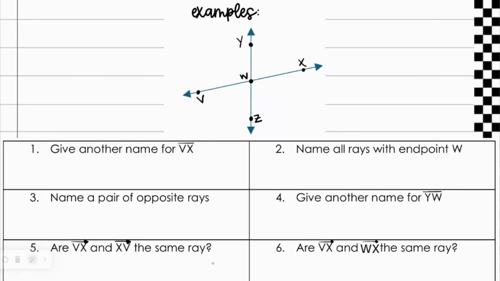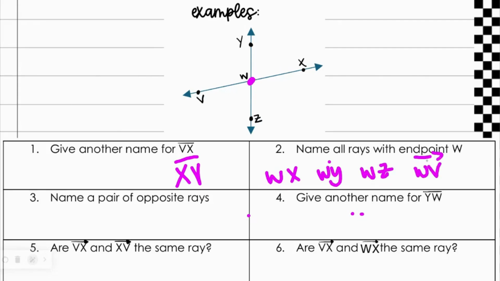So a few example questions. Give another name for Vx. The easiest way to do that is to just reverse the letters in the segment. Name all rays with endpoint W. Remember, the endpoint is just where the ray starts. So you have Wx, Wy, Wz, Wv, and of course you need that ray symbol on top of all of these letters.